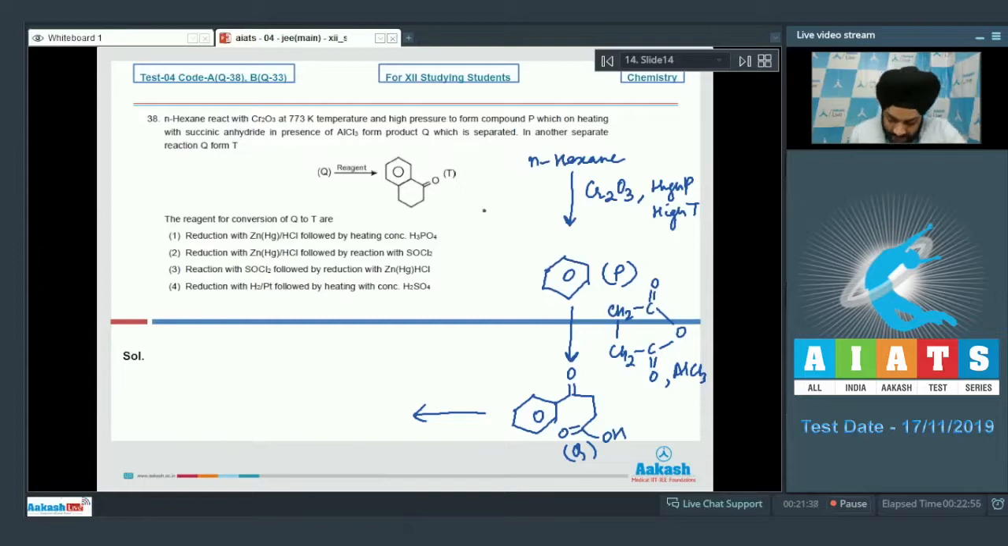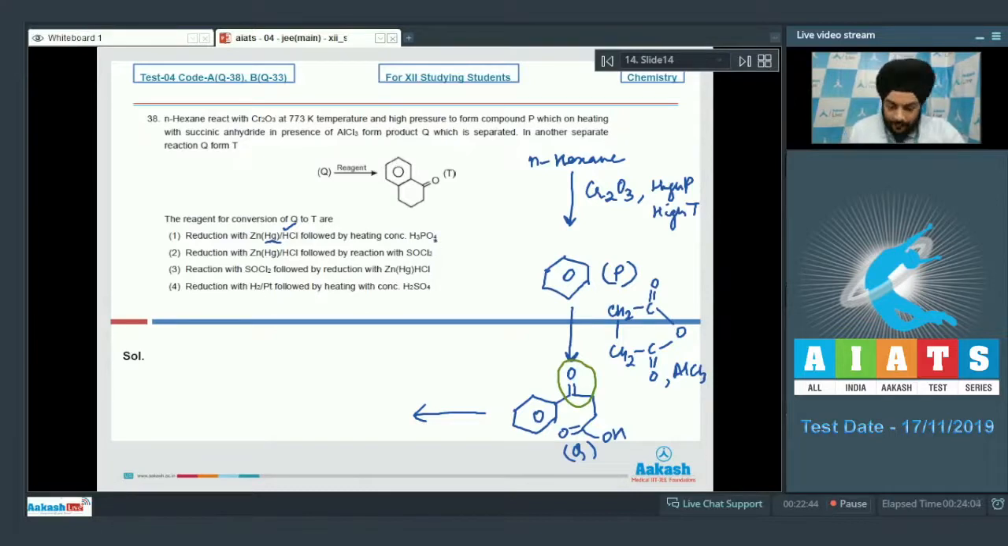So if we try and figure out, students, what is happening from Q to T, we can clearly see that on conversion from Q to T, there is loss of this carbonyl group. So we have to use a selective reagent which selectively reduces the carbonyl group. Okay. So if you look at the first option now, students, in the first option we have reduction with ZnHg/HCl. So this is going to work, students. The zinc mercury amalgam in presence of HCl will react with this given compound to reduce this carbonyl group into CH2, and this is followed by heating with concentrated H3PO4.